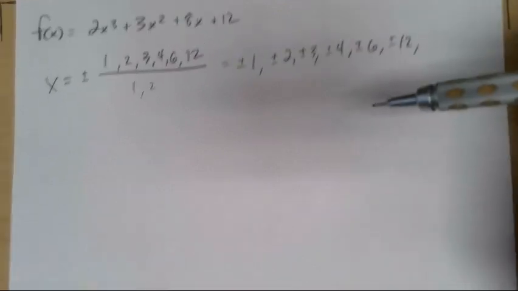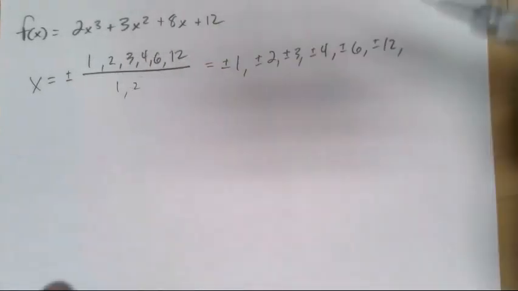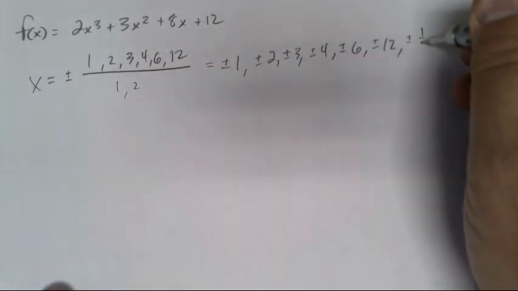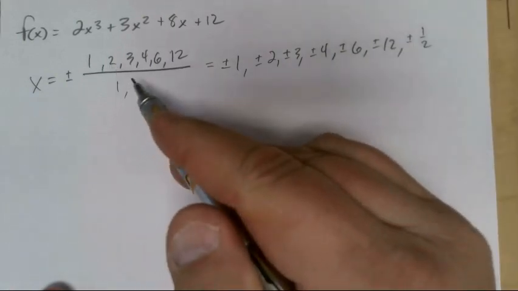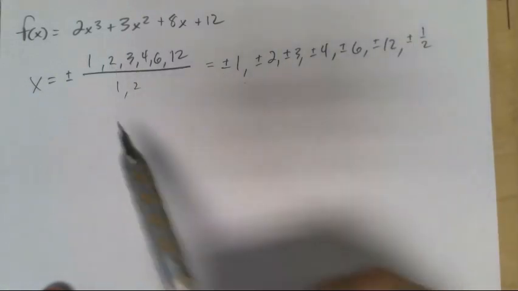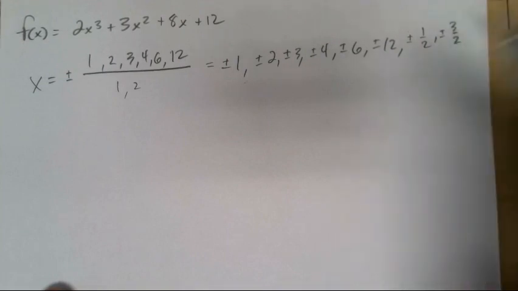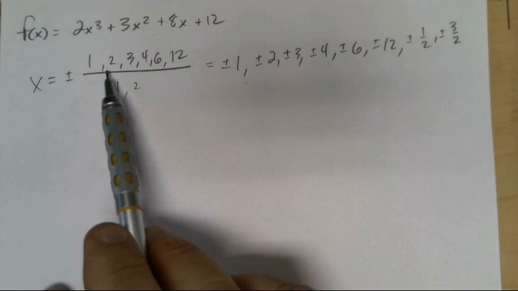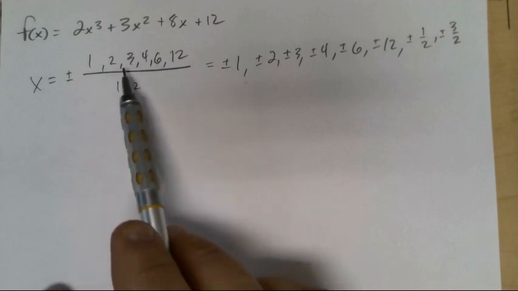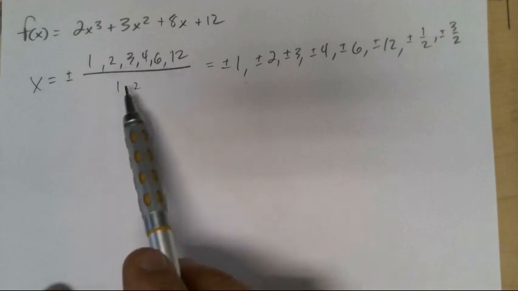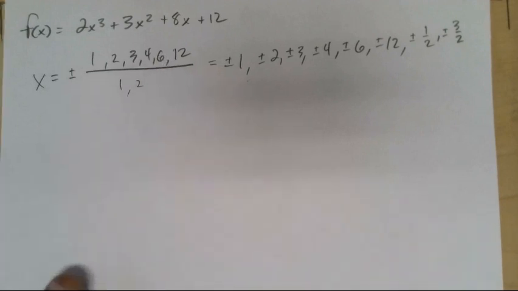Okay, now what if I put these all over 2? 1 over 2, oh, positive or negative 1 over 2. 2 over 2, I've already got that. That's 1. 3 over 2, I don't have that. Positive, negative 3 over 2. Okay. 4 over 2, I've got that. That's 2. 6 over 2, I've got that. It's the 3. And 12 over 2, I've got that. That's the 6. So there's all of them.